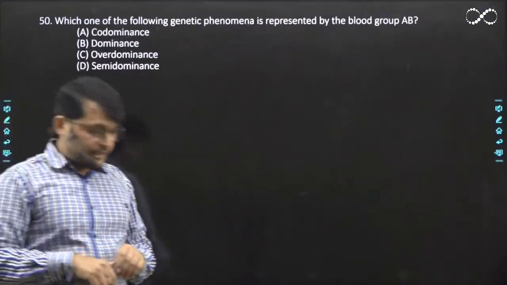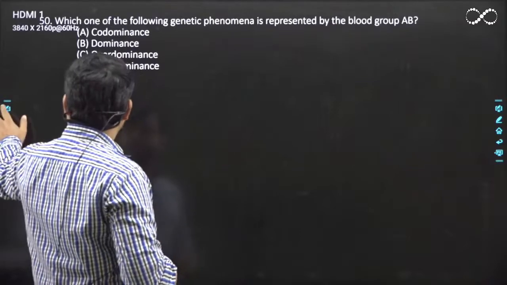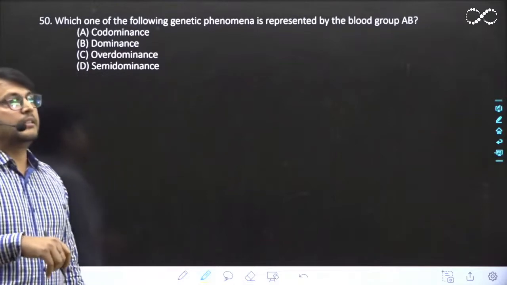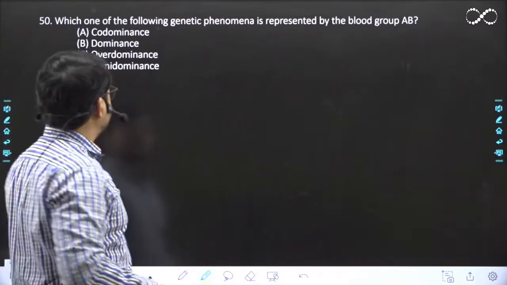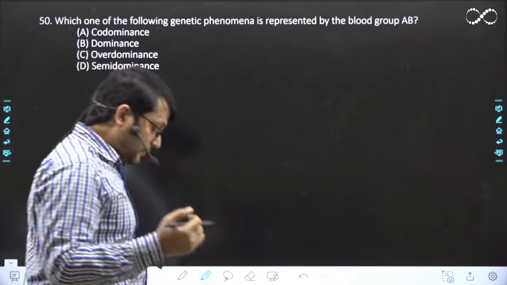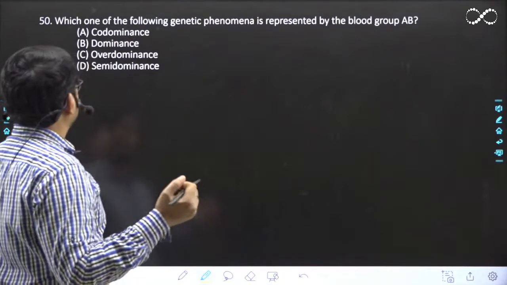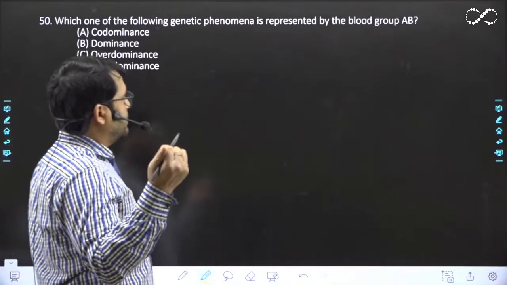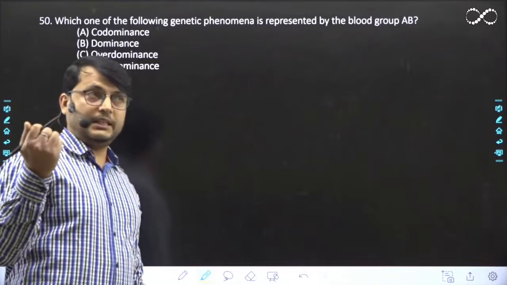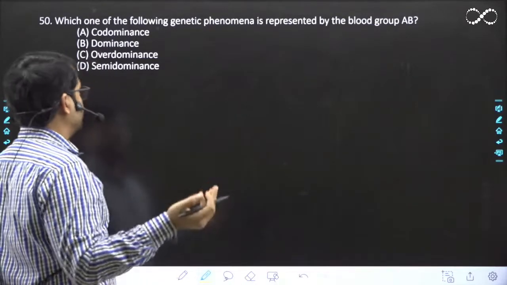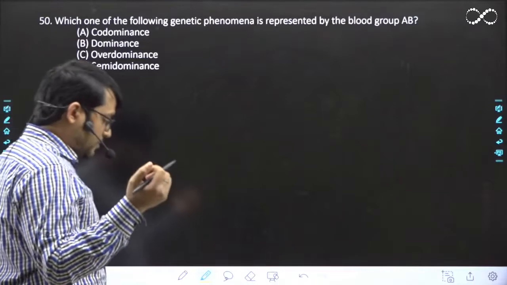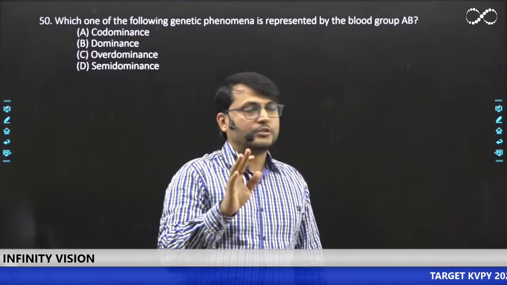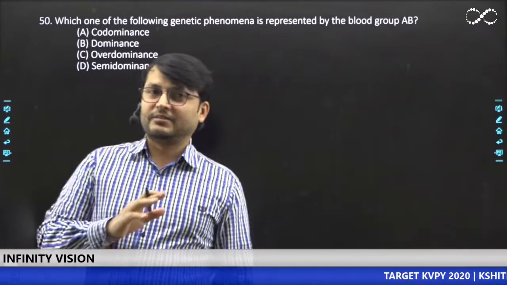Okay. So next is question number 50, and this question is about a genetic phenomenon, right? So it is a question from genetics. Now, go through this question. Which one of the following genetic phenomena is represented by the blood group AB? Great. And there are options like codominance, dominance, overdominance, and semi-dominance. Now, let me tell you, it's a good question, but the options are pretty straightforward.